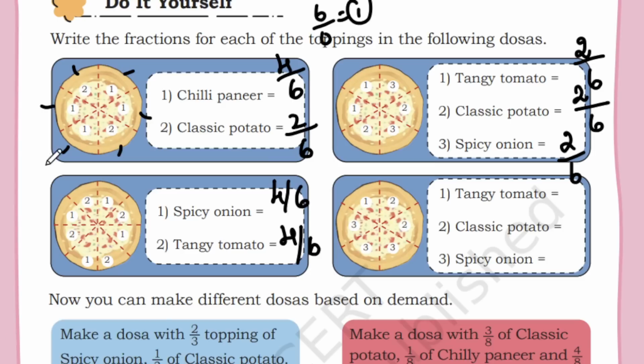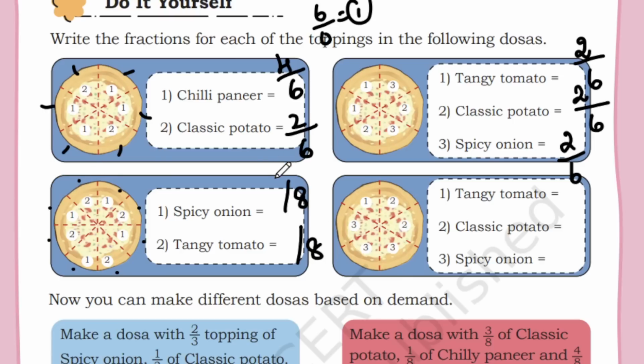Oh, I'm sorry students, 1 minute. Let me count one more time. 1, 2, 3, 4. I think I must count the total parts. So 1, 2, 3, 4, 5, 6, 7, 8. So we have 8 parts.